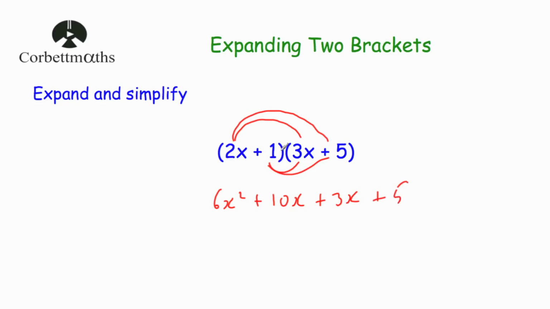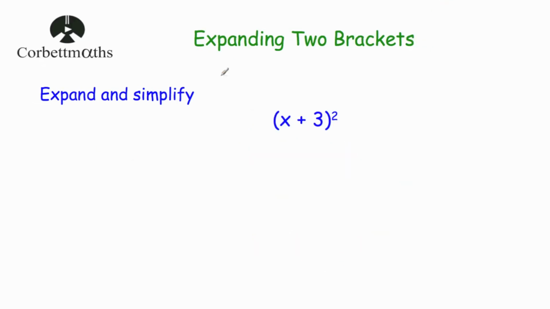So we've multiplied our brackets together. Now we just need to simplify by collecting any like terms. So we've got 6x squared plus 10x plus 3x plus 5. We've got these two terms with x's, so these are both like terms, so we can add them together. 10x's plus 3x's would be 13x's. So the answer would be 6x squared plus 13x plus 5. So if we were asked to expand 2x plus 1 brackets 3x plus 5, the answer would be 6x squared plus 13x plus 5.